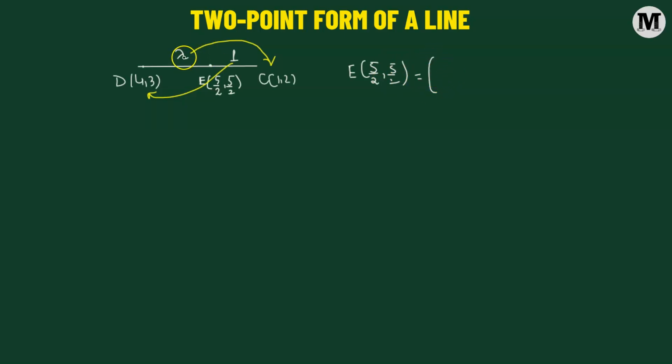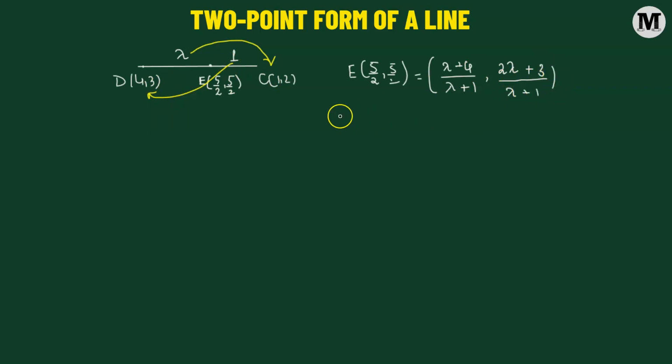However, we can use the internal section formula to also define its x and y coordinates. So let's start with the x coordinate. Lambda will get multiplied with the x coordinate of C, so that's lambda times 1, simply lambda, added to 1 times the x coordinate of D, so that will be 4. Divided by the sum of the ratio, so lambda plus 1. To find the y coordinate, we take lambda and multiply it with the y coordinate of C, so that's 2 lambda, added to 1 times the y coordinate of D, so simply 3. Divided by lambda plus 1.